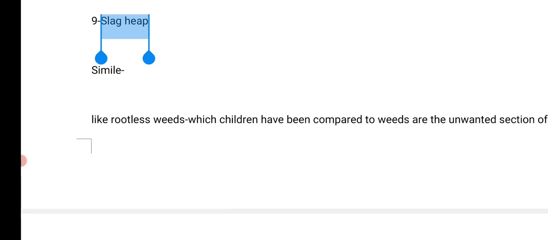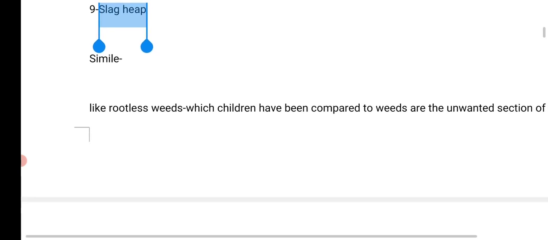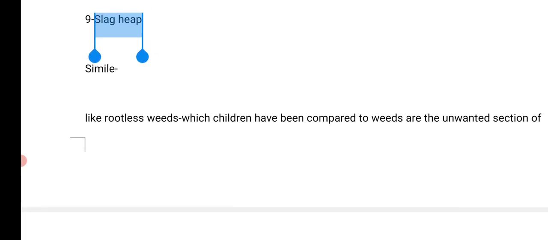And then we have simile. So what is simile? Simile is a comparison of two things using 'as' and 'like'. I think it is very simple to identify. I think anybody can identify simile, because you will see the use of the words 'as' and 'like'. So simile can be identified easily.